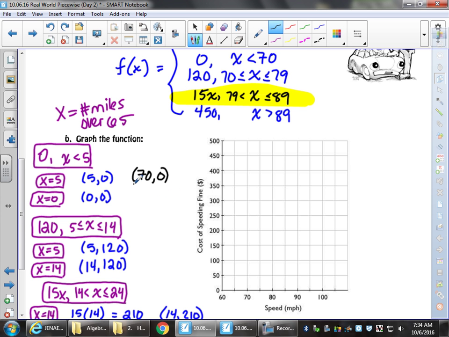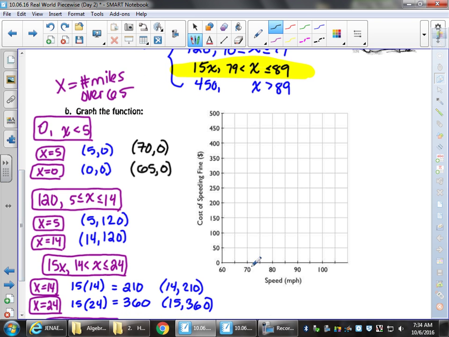Well, let's see. So 70, 0. How about here? So let's graph piece by piece. So 70, 0 would be open or closed? Open. And then 65, 0 would be closed. We established yesterday that this would be a ray. Next, 5, 120 would become 75, 120.